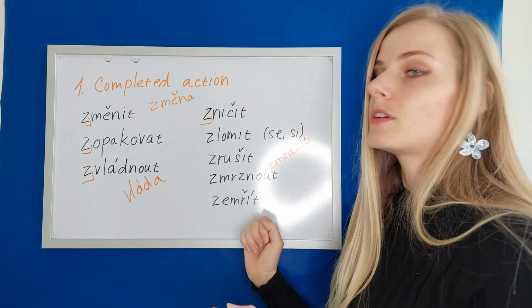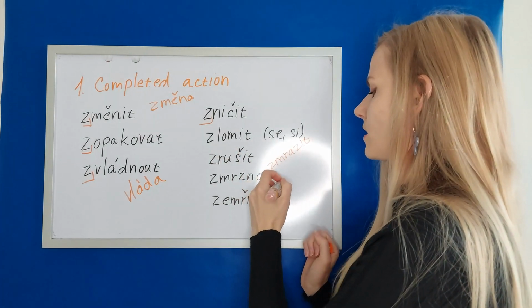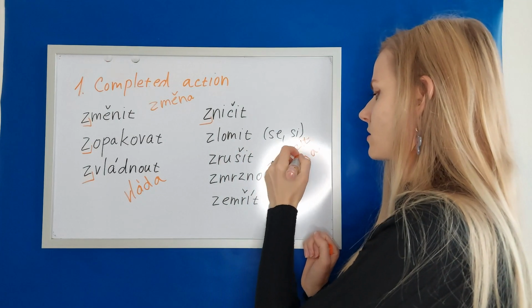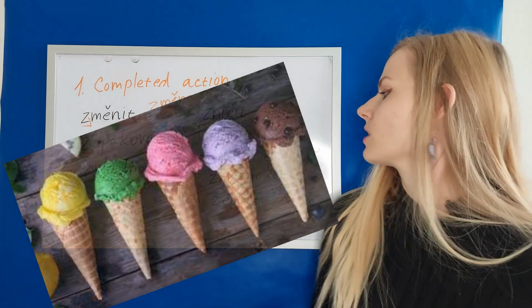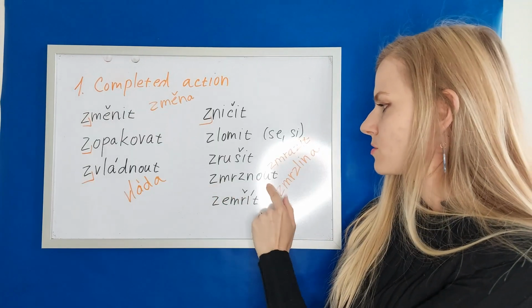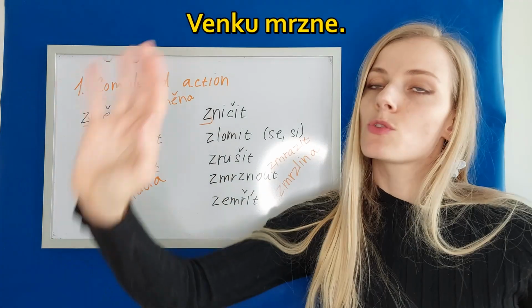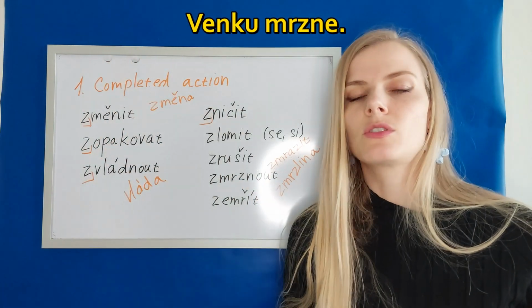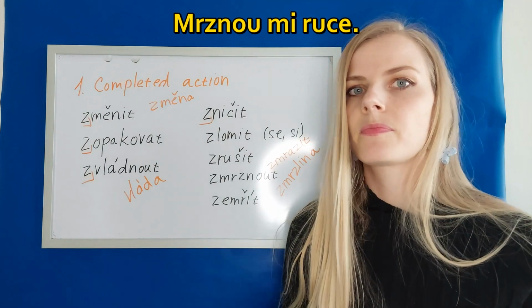And from this verb, you also might know the word zmrzlina, which is something frozen, and that is ice cream. Zmrzlina comes from this verb, zmrznout. And by the way, mrznout would be to be freezing. Venku mrzne, it's freezing outside. Nebo mrznou mi ruce. My hands are freezing.